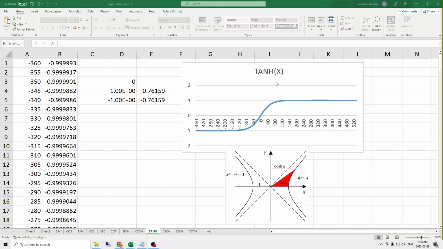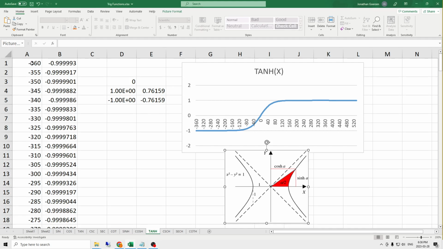The hyperbolic tangent function accepts an input argument assumed to be in radians and calculates the hyperbolic tangent, which is the ratio of the hyperbolic sine and the hyperbolic cosine.